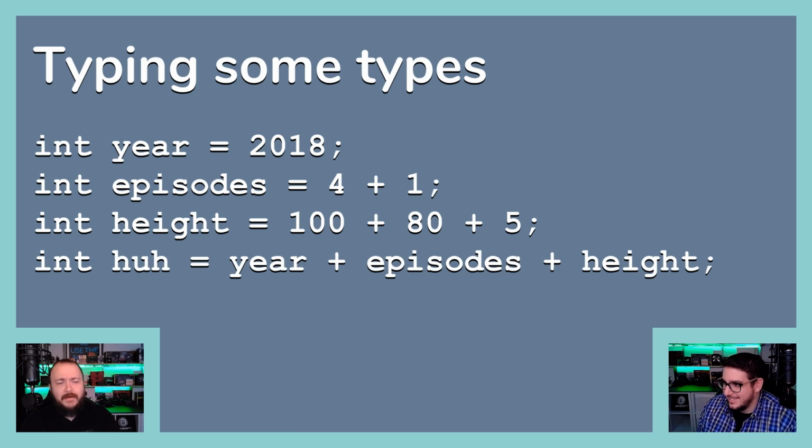So if I do this, int, huh? What is that? If I add together year, episodes, and height, you have some weird mix of those numbers, but you have a value. Yeah, it's still a number. But what is the meaning behind that number?